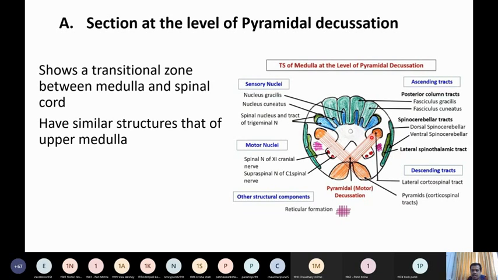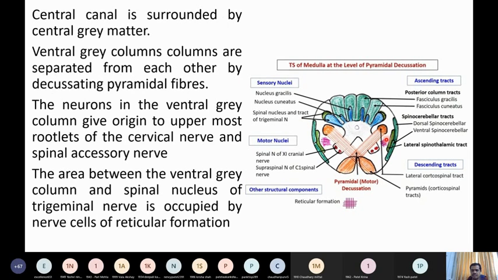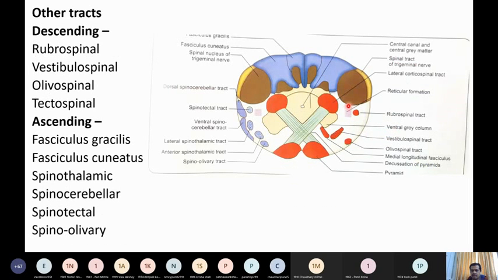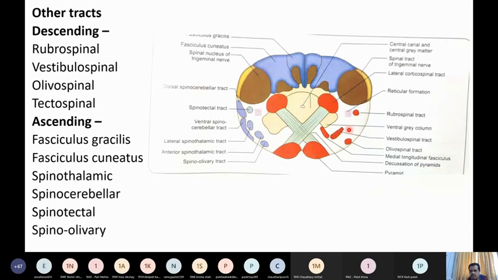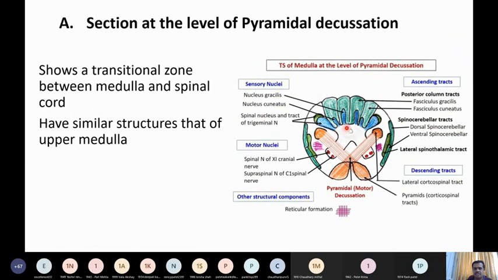So it appears like spinal cord is gradually getting converted into medulla oblongata. You can find a few features of the medulla proper, whereas few features of the spinal cord. It is gradually transforming. If you take a section at upper level, it is slightly different from this level. Clear? So the central gray matter here, which was butterfly shape, now it is separated from the rest of the gray matter. It forms a transitional zone between the medulla and spinal cord.